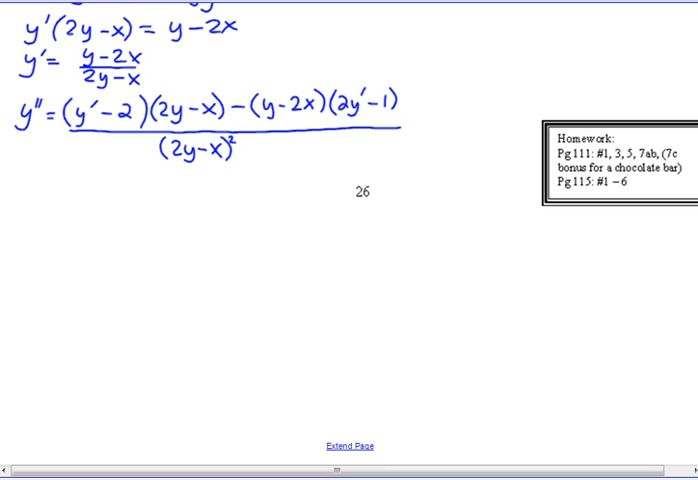Okay, guess what we have to do with this guy? Simplify. Get rid of the brackets. Okay, so it's going to have 2y prime minus xy prime minus 4y plus 2x. Now, if you feel confident in yourself, wait a second. We just foiled that, right?